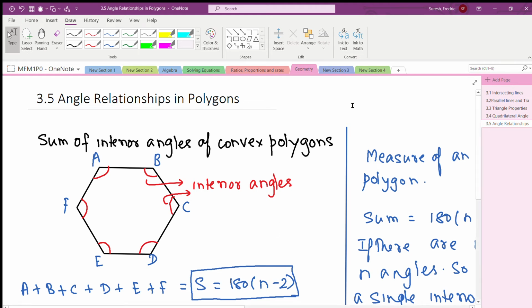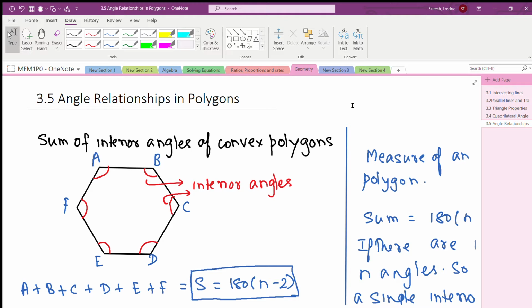Hey guys, in this video we are going to talk about angle relationships in polygons. The word polygon means many-sided. So the simplest polygon that you know is a triangle. We have already talked about quadrilaterals, which have 4 sides.